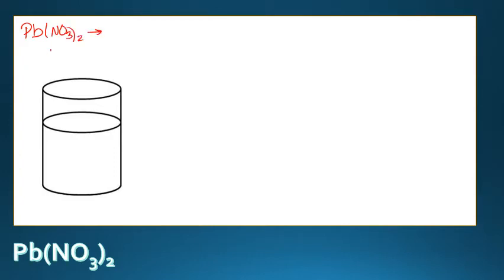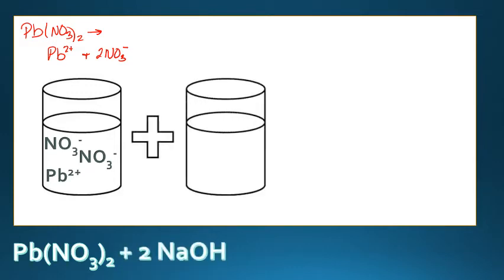Looking at yet another double displacement reaction. In this container, I put lead(II) nitrate. Well, let's take a look at the ions. Lead(II) nitrate will dissociate into lead ions and 2 nitrate ions. So that's what's floating around in the solution. In this container, I happen to have sodium hydroxide. Well, sodium hydroxide will dissociate into sodium ions and hydroxide ions. So that's what that looks like.